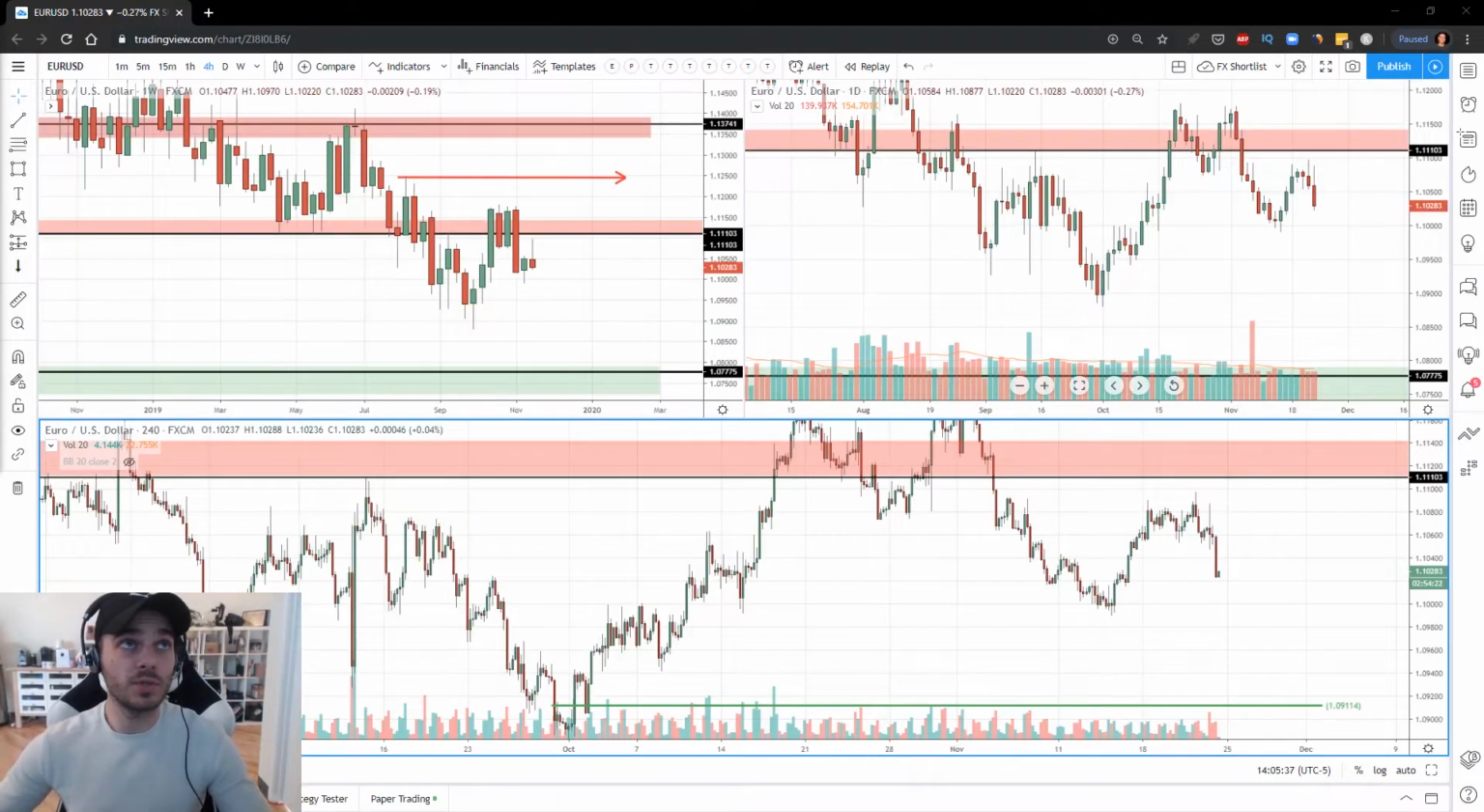All right, Trade Pros. So what you see in front of you here is a chart of the Euro US dollar pair, and you guys can see three charts here. The one on the left hand side is the weekly time frame, the one on the top right is the daily time frame, and the one on the bottom here is our 4-hour time frame.